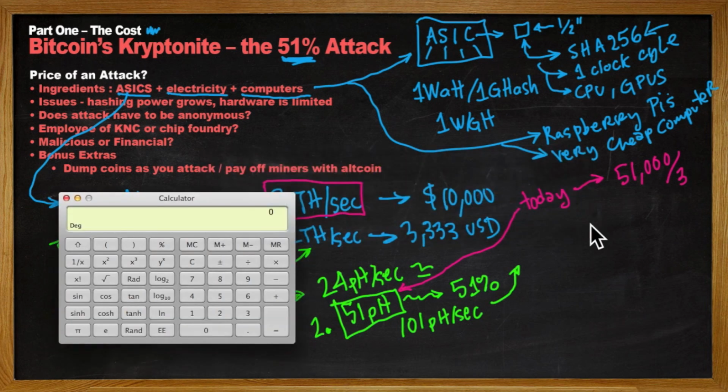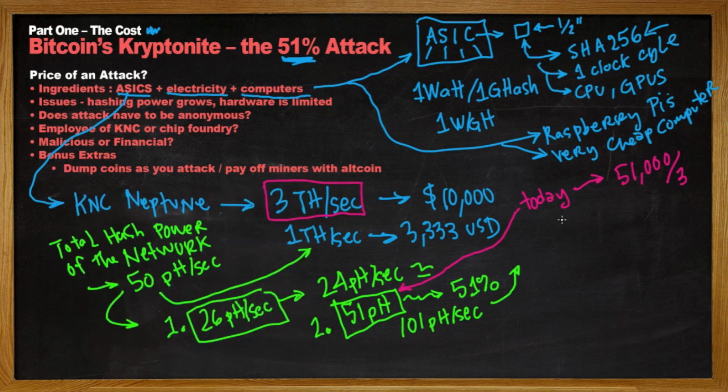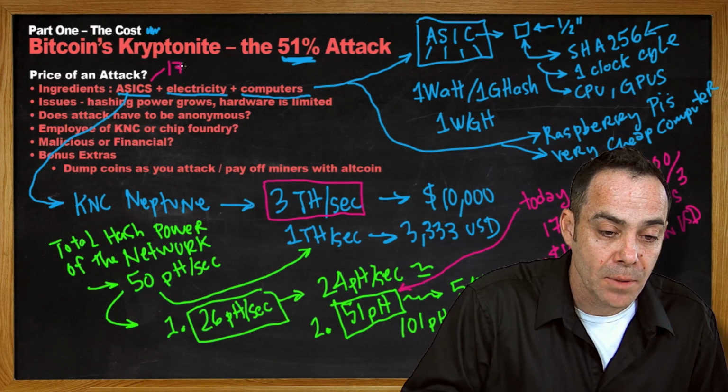So let's go to our calculator and we'll type this in. 51,000 divided by 3 equals 17,000. So we're going to need to call up KnC and get 17,000 Neptunes. And we know the price of those Neptunes, they are 10K a piece. Okay, so 10,000 times 17,000 gives you $170 million. So just to get the ASICs to run a 51% attack today, we would need to have $170 million.